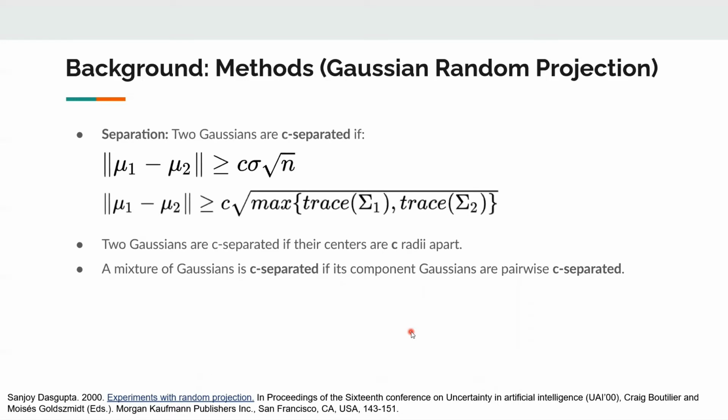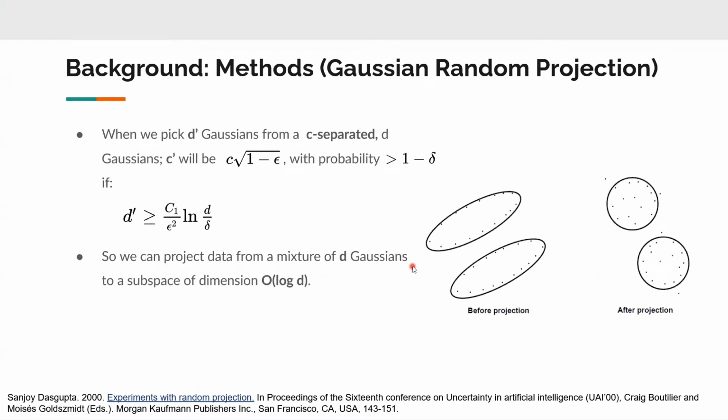And after defining our radius, we define our separation. We say that two Gaussians are C-separated if their means are C times the radius apart. And then we say that a mixture of Gaussians is separated if all the Gaussians in this mixture are pairwise C-separated. And after defining our separation, we say that when we pick D prime Gaussians among D Gaussians, our new C prime will be C times square root of 1 minus epsilon with probability greater than 1 minus delta if we select our D prime according to the following rule. Here, epsilon and delta are some accuracy parameters, and C1 is a constant.